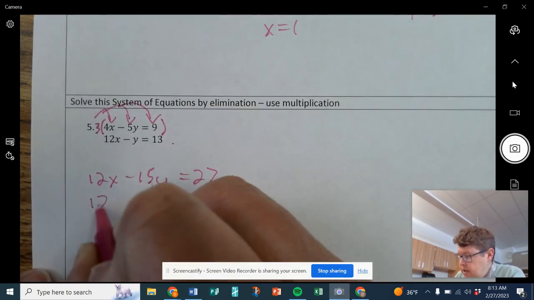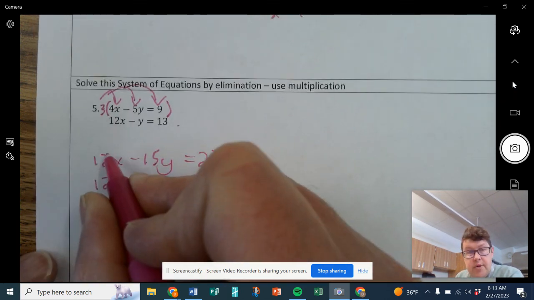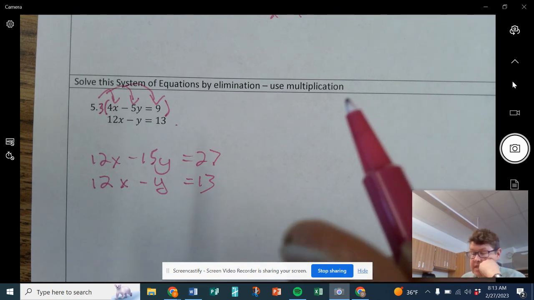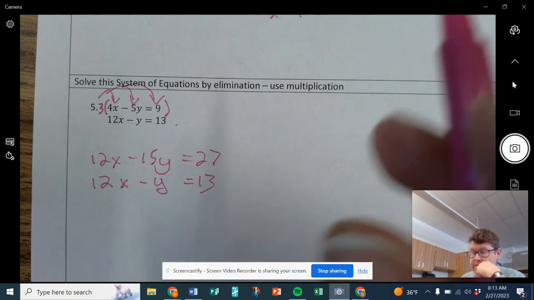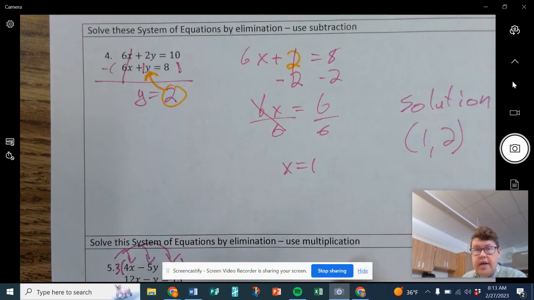Okay, so now I rewrite the second equation right here. Now I have the same coefficient, the same number out front, which means I'm going to eliminate my x's to make this a much simpler equation. Since they're the same sign, both positive, we're going to subtract. So at this point, it becomes just like this right here.